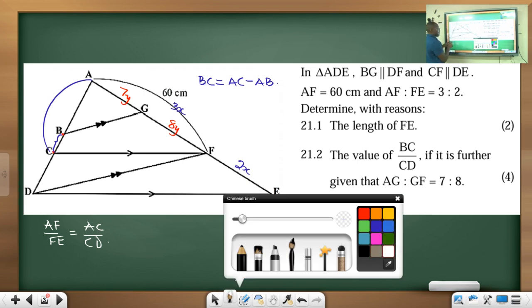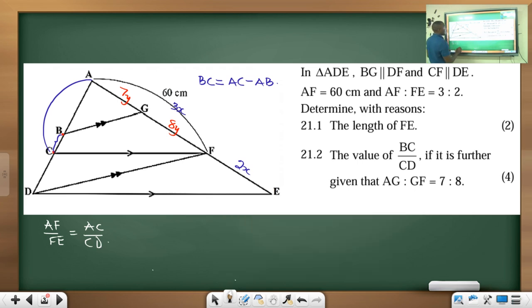Let's go back to the ratio we had, our first one: AF over FE equals AC over CD. What is my AF, by the way? 3x. What is my FE? 2x. Oh, what's our reason here? Proportionality theorem. And which lines are parallel? I'm using AF and FE, so I'm looking at CF parallel to DE. You must write that.